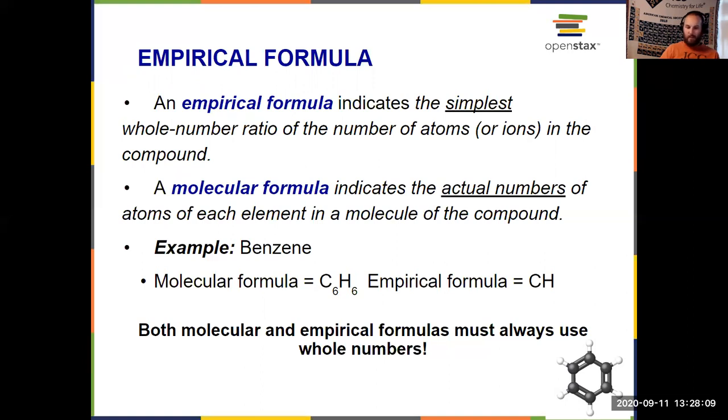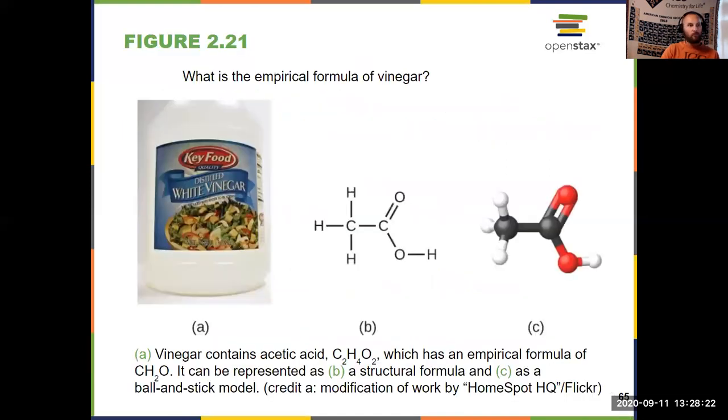Okay. Carbon dioxide, we've used as an example a couple of times. CO2 is the molecular formula. It's also the empirical formula because you can't get a simpler ratio than 1 carbon to 2 oxygens. Over here, we see vinegar, acetic acid, right? C2H4O2. And that again has an empirical formula of CH2O.